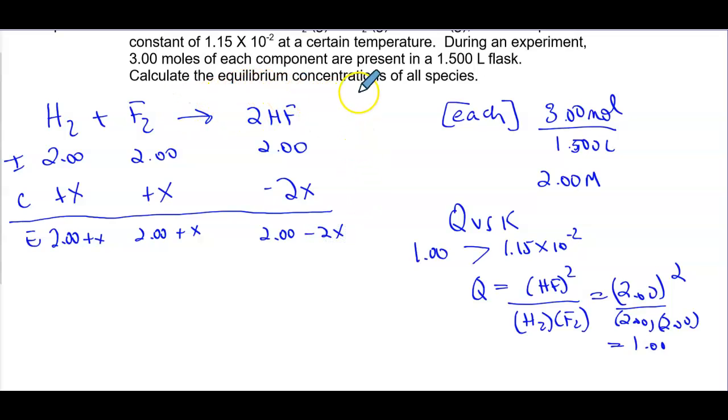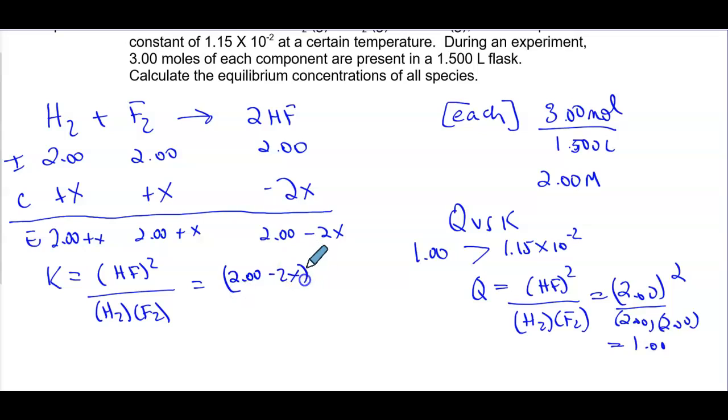Now remember, we were asked to figure out the equilibrium concentrations of all the species. So here we have that. To get that, we need to do a K expression. K is just like Q, except K is at equilibrium. So we're going to do HF squared over H2 times F2. When we do that, HF is going to be 2.00 minus 2x, and we're going to square that quantity. Below, we're going to have 2.00 plus x times 2.00 plus x.